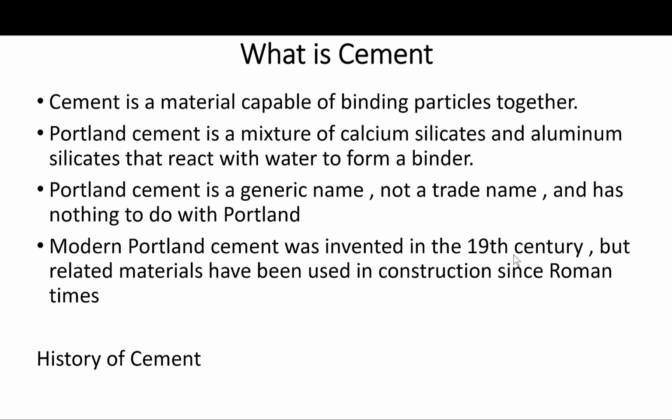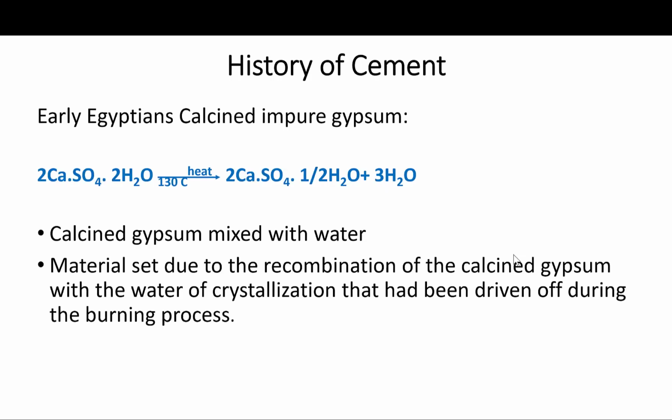The Portland cement, as I mentioned previously, is a generic name and not a trade name and has nothing to do with Portland. The modern Portland cement was invented in the 19th century, but the related materials have been used in construction since at least Roman times. So let's see how cement developed over the years.